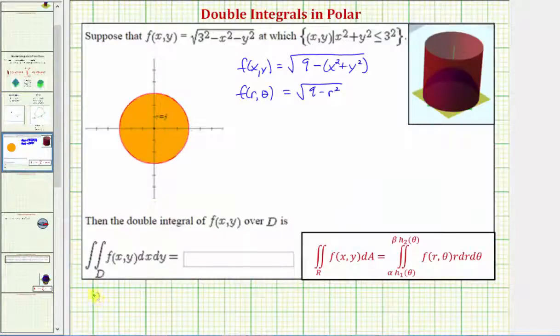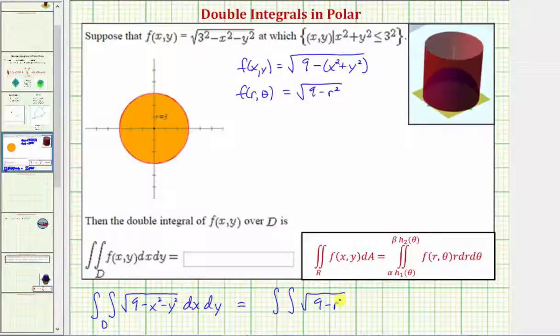So again, we have the double integral over the region D of f of x comma y, which would be the square root of 9 minus x squared minus y squared, and we have dx dy. In polar form would be the double integral. The integrated function again is f of r comma theta, which we now know is the square root of 9 minus r squared, and then we have r dr d theta.